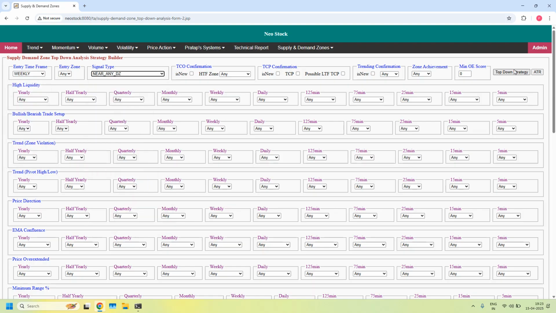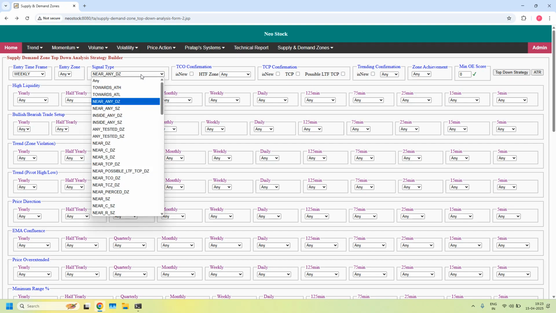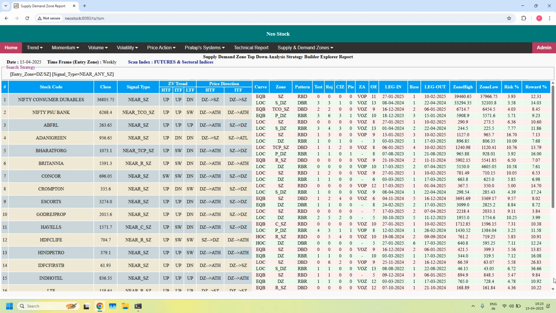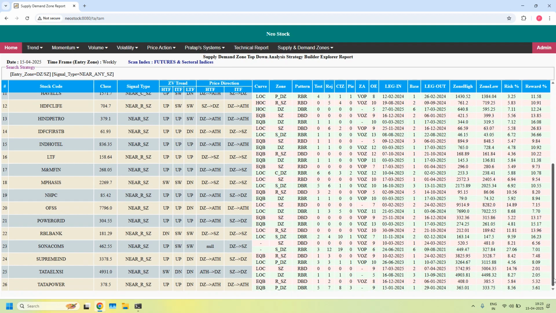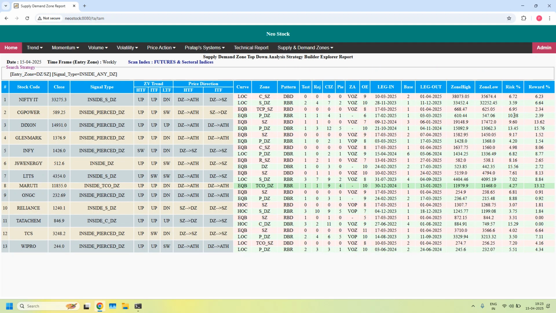Stocks near to the weekly demand zone, we got 5 stocks. Next, stocks near to the weekly supply zone. First 15 stocks in the list. Scrolling the list down. Total 26 stocks are filtered. Okay, next, price closed inside the weekly demand zone. We got 13 stocks.